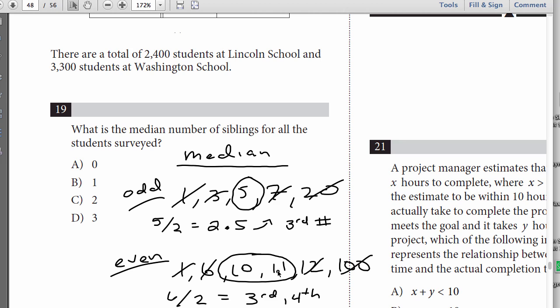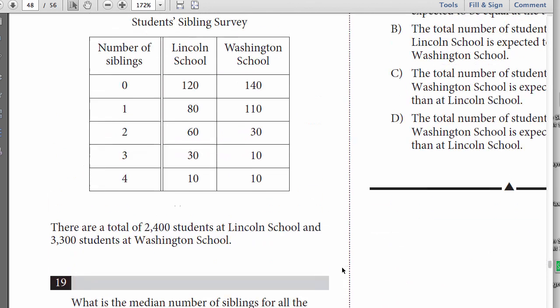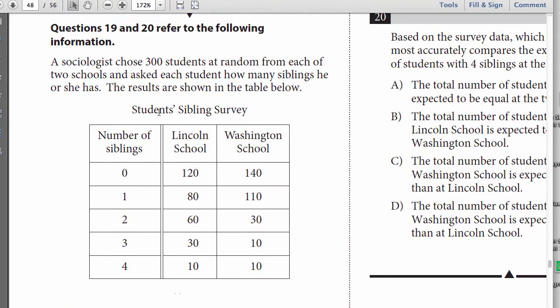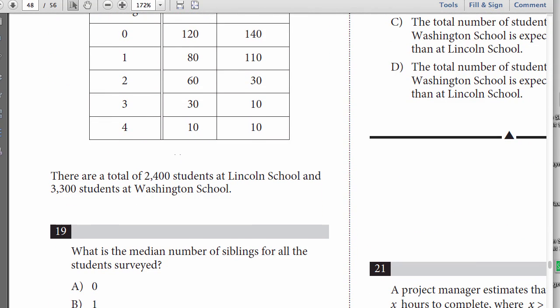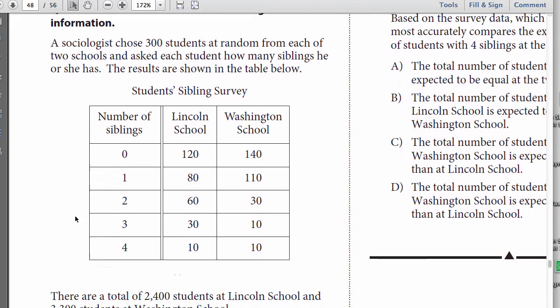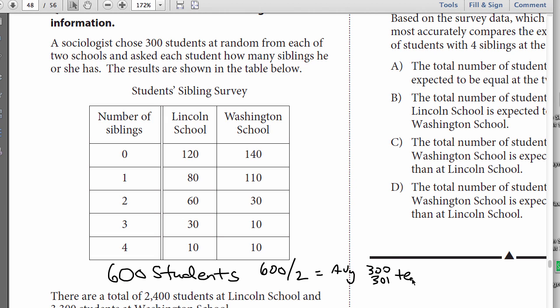So why did I show you that? Well, it's because you can't list out all the numbers here. There's just too many of them. It would take too long. But what you can do is use my little trick. There's 300 students at each school, and we want to know the median for all the students. So that's a total of 600 students. So using my trick, we take 600, we divide by 2. That means the median is going to be the average of the 300th and the 301st terms.